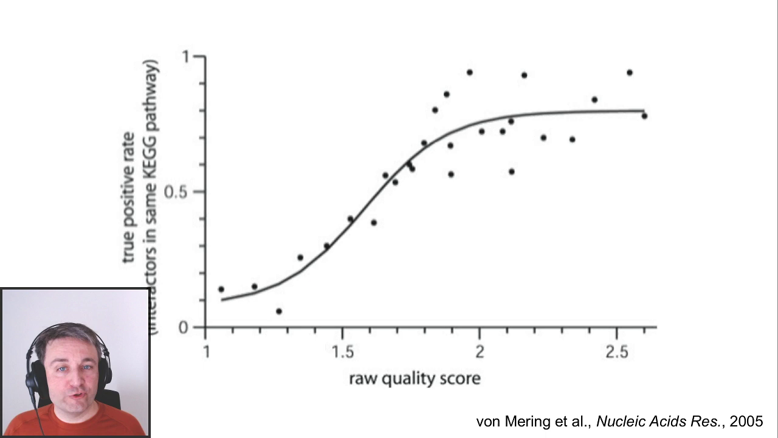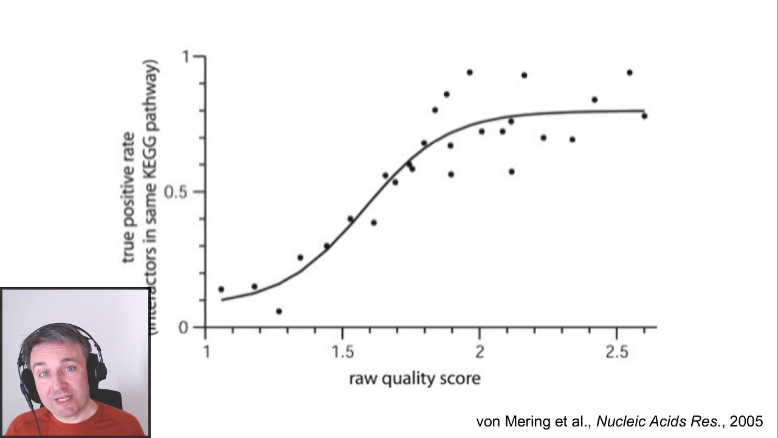You could do the same for the ones scoring between 2 and 2.1, and you would see that in that case, something like 70-80% of them fall in the same pathway, which tells you that a score above 2 is a pretty good score. You do that for lots of different score bins. You get a cloud of dots like I'm showing here, and you fit some simple mathematical function, typically a sigmoid function, through it, and you now have your calibration curve.